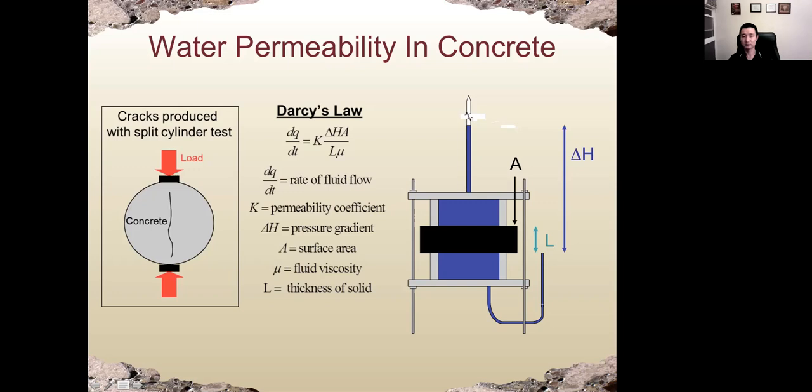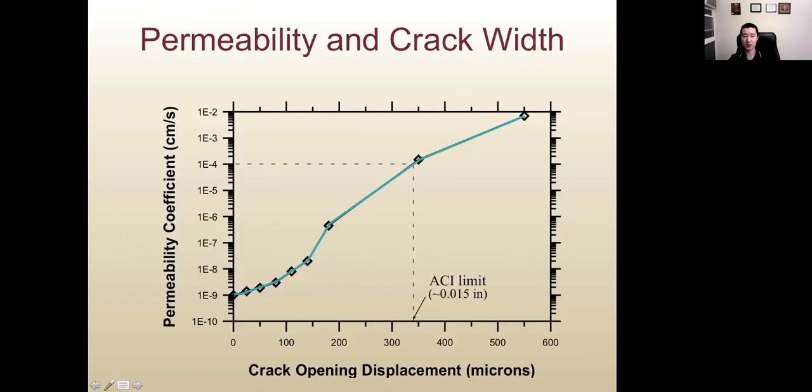So in this test, we have a correlation between the size of the crack and the permeability coefficient based on the permeability test. We can see that as we increase the size of a crack, we have a higher permeability coefficient. And here shows the ACI limit around 0.015 inch, which corresponds to a certain permeability coefficient.